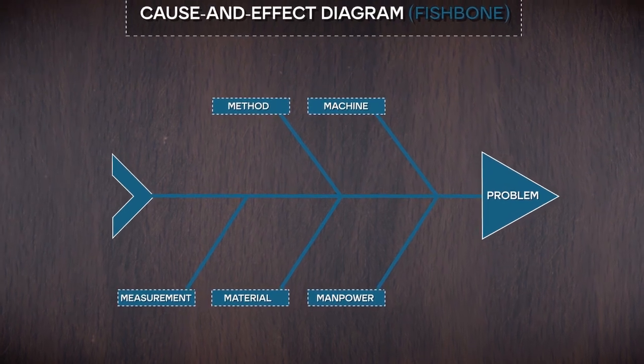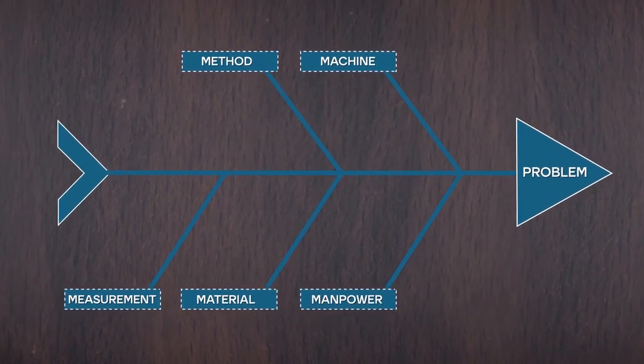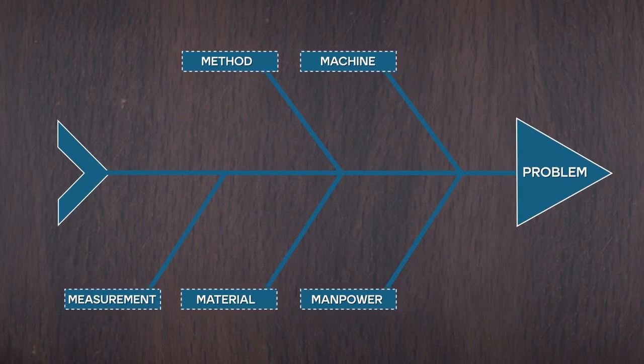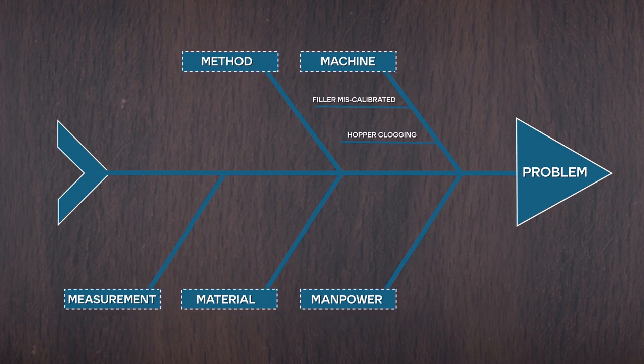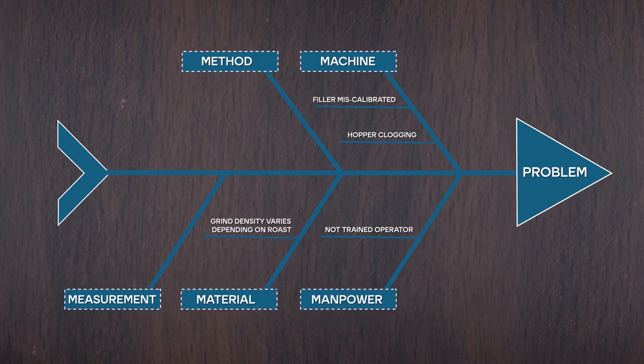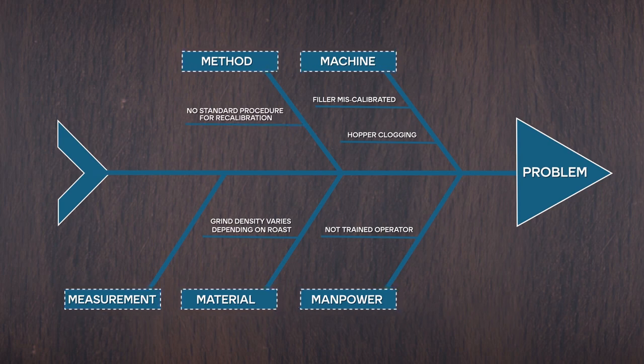Okay, now let's go back to our problem and try to brainstorm potential causes and list them under these key categories. Now, under machine, we could write filler miscalibrated and hopper clogging, for example. At manpower, we can have a not trained operator. Under material, we could have the problem that the grind density varies depending on roast. At method, I will write no standard procedure for recalibration. And at measurement, I will write that the weighing scales are not checked daily.